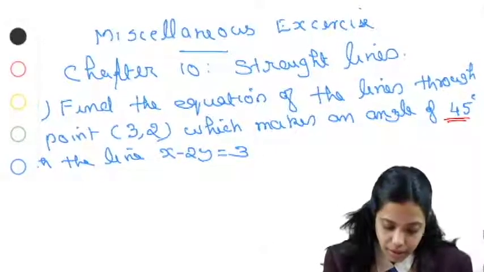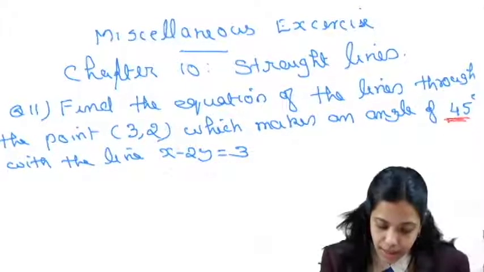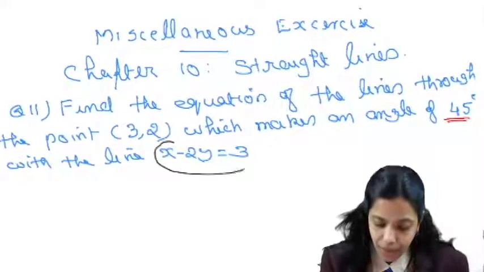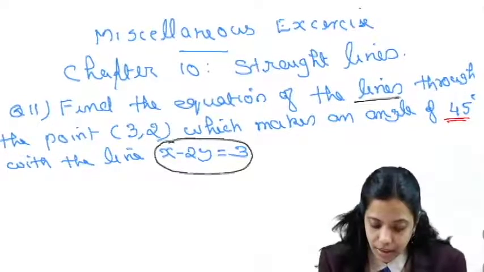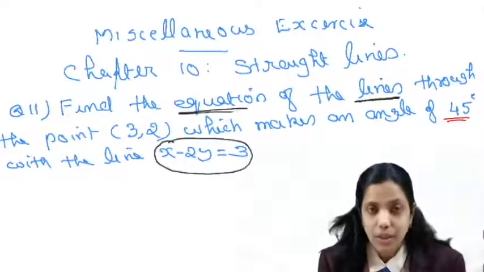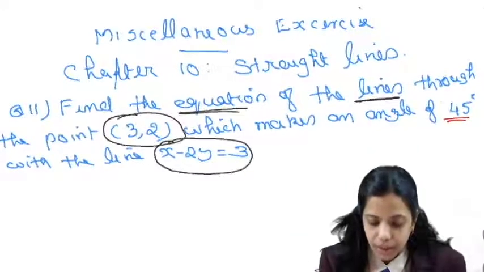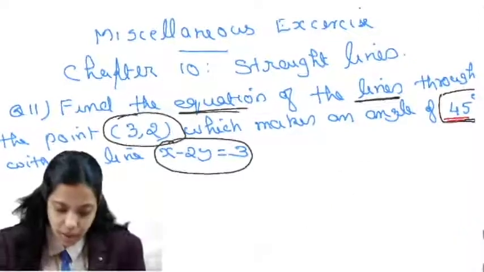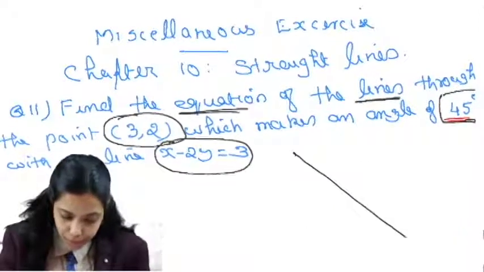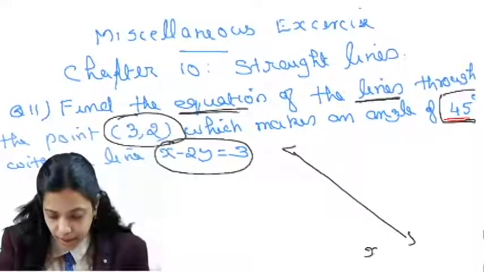So here the point is given, and the line is given as x minus 2y equal to 3. We are going to find the equation of the lines which pass through the point (3, 2) and make an angle of 45 degrees with the given line x minus 2y equal to 3. So let's have a rough figure for that. x minus 2y equal to 3 is the given line.